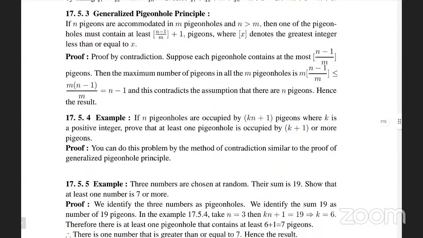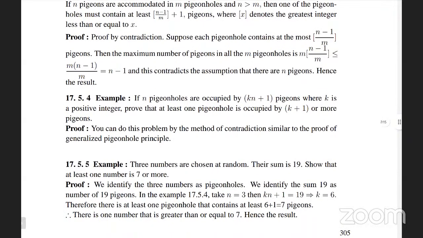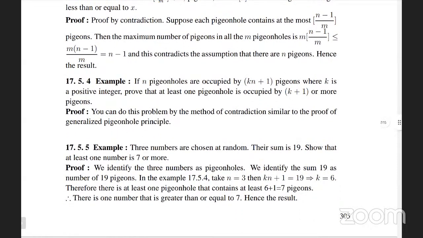The proof of 17.5.3 is also important. The proof is by contradiction. Suppose each pigeonhole contains at most (n minus 1) by m pigeons. Then the maximum number of pigeons in all the m pigeonholes is m into (n minus 1) by m, which is less than or equal to n minus m after m cancels. This is contradictory, since we assumed there are n pigeons only. Hence the result is true.